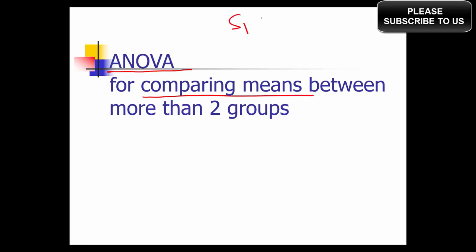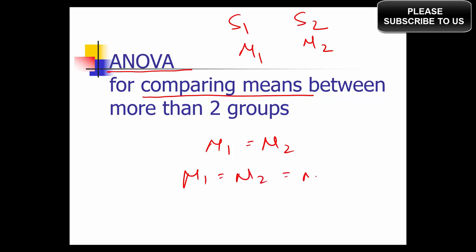So let's say there are two samples, sample 1 and sample 2, having means mu1 and mu2. If you want to know if mu1 equals mu2 or not, then you will be using ANOVA for that. And you can extend that to more groups. You can have mu1 equal to mu2 equal to mu3, which could be your null hypothesis, and the alternative hypothesis could be that at least one of them is not equal to the others. In such situations you can use ANOVA.